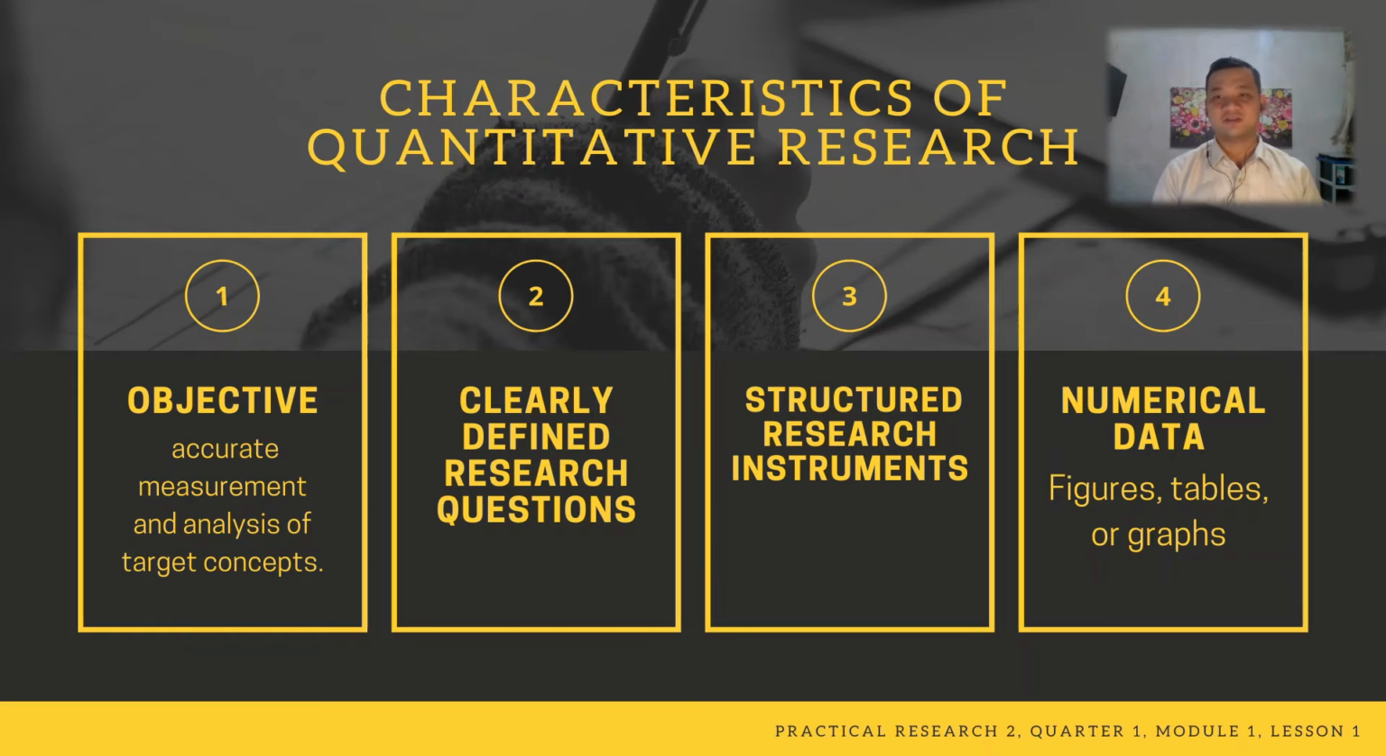After discussing now the difference between qualitative and quantitative research, we can now focus on the characteristics of quantitative research. Number one, it is objective. Number two, it has clearly defined research question. So at the onset of the conduct of the study, you already have in mind what you will be answering at the end of your study. Number three, it has a structured research instrument such as questionnaire. And number four, it deals with numerical data that can be presented in terms of figures, tables, or graphs.